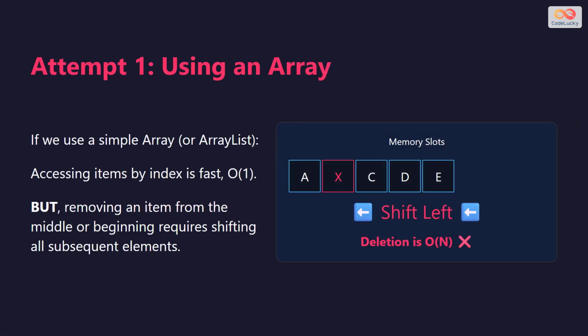You might think of using a simple array. While arrays allow fast access by index, removing an item from the beginning or middle requires shifting all other elements. This takes O(n) time, which is too slow for our needs.